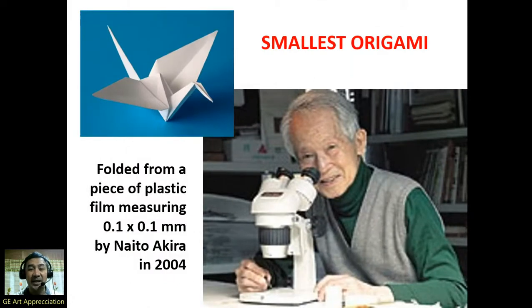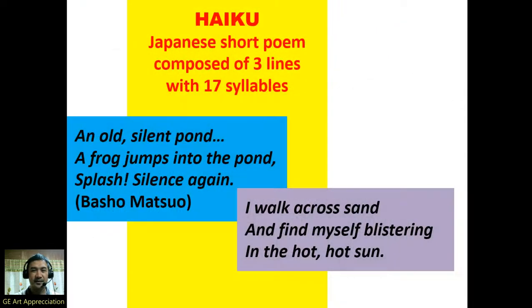The smallest origami. Okay? Origami is folded from a piece of plastic film measuring 0.1 by 0.1 millimeter, which was discovered by Naito Akira in 2004. Origami. And it is also with them that the haiku became popular, which is a Japanese short poem composed of 3 lines with 17 syllables. Okay? In English, we have the haiku.